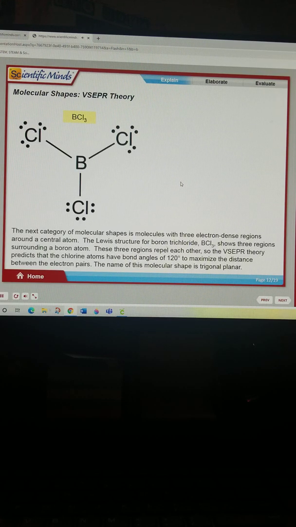The next category of molecular shapes is molecules with 3 electron-dense regions around a central atom. The Lewis structure for boron trichloride, BCl3, shows 3 regions surrounding a boron atom. These 3 regions repel each other, so the VSEPR theory predicts that the chlorine atoms have bond angles of 120 degrees to maximize the distance between the electron pairs. The name of this molecular shape is trigonal planar.